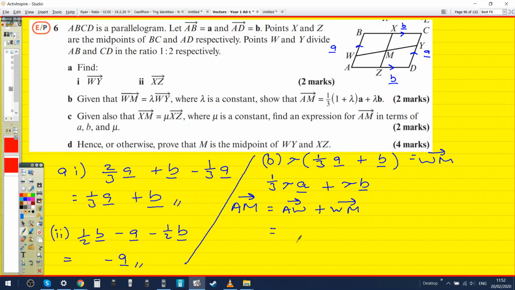So WM is a third lambda A plus lambda B, and AW will be a third A. And so we want to just factorize out what you can for the A's.